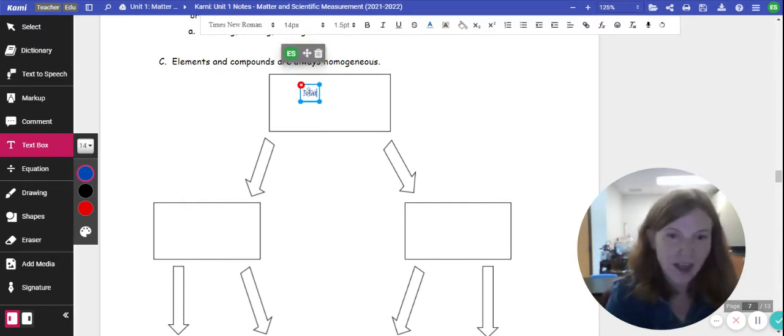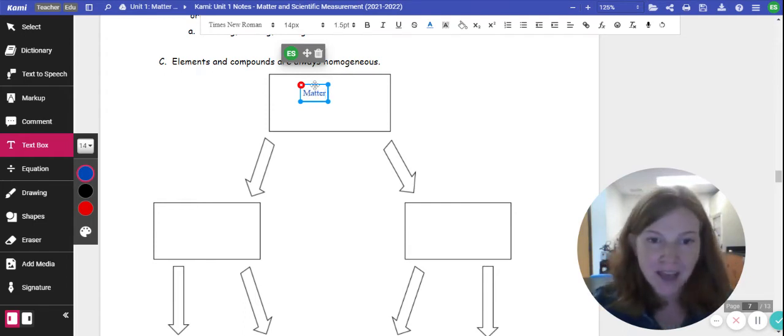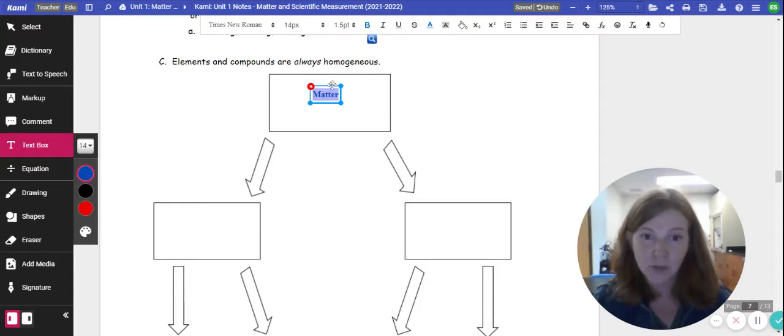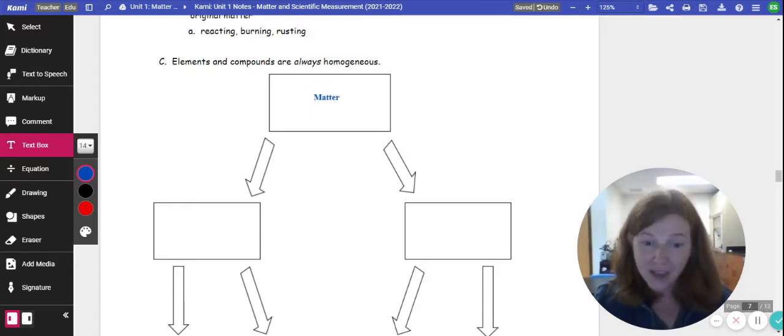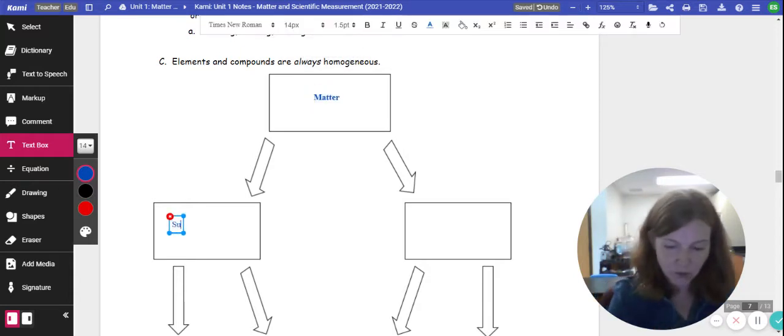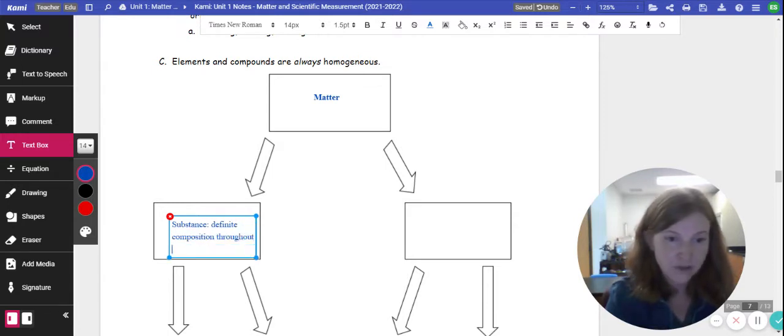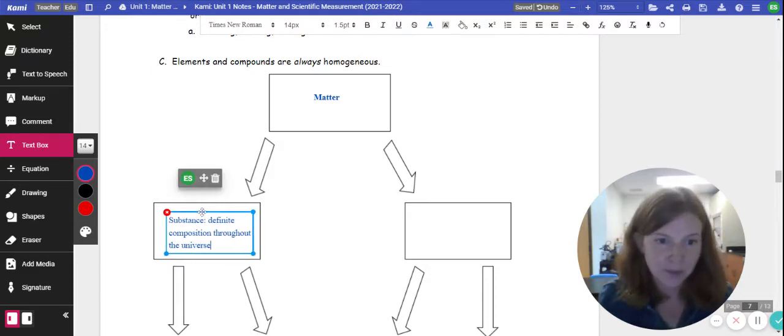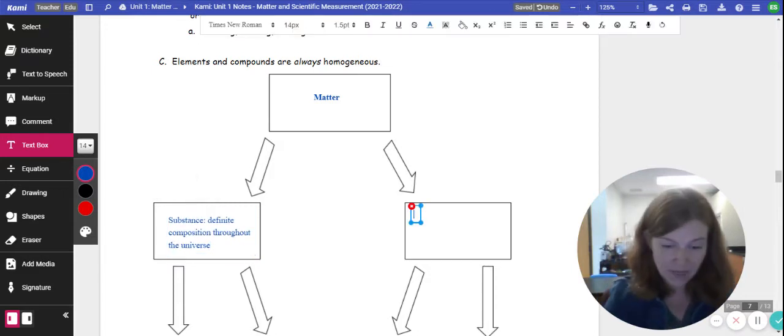All right, so to put all of these different words into context a little bit, this first block here, we're going to have matter. Now remember, matter is anything that has mass and takes up space, okay? So pretty big category. All matter can be subdivided into a substance, which has a definite composition throughout the universe. So water is water no matter where you find it, for example. Or you can have a mixture.